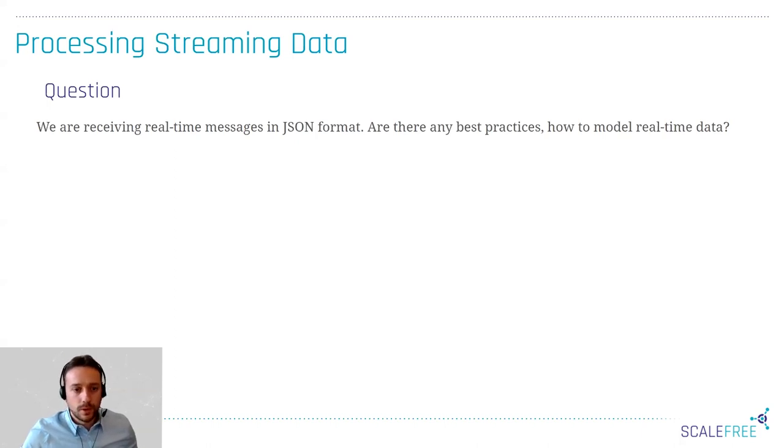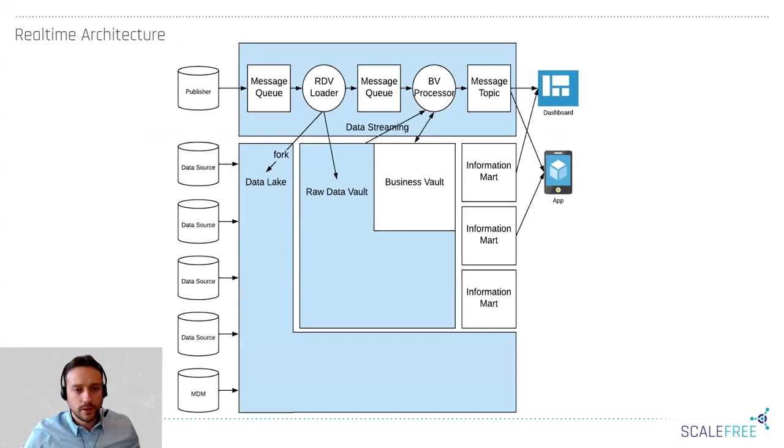So I've prepared one architecture. We discussed it already, I think, a couple of months ago, but let's quickly go over it again because it fits the question. In the real-time flow, there are multiple layers implemented. First, the message is delivered by the publisher to a message queue. Typically, this is not done directly, but via WebSocket, REST interface or something similar.